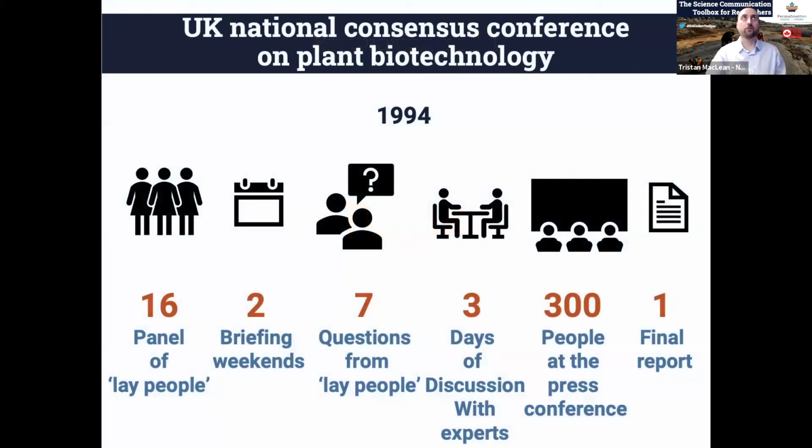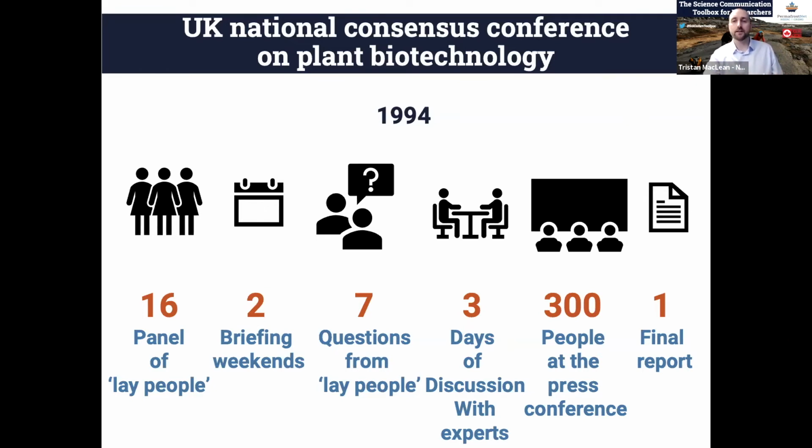So what I'd like to start off with is the UK's National Consensus Conference on Plant Biotechnology. This is back in 1994. And I think it's worth mentioning because it is one of the first instances that we know of this type of approach. So it was in collaboration with the Science Museum, and it was carried out by the Biotechnology and Biological Sciences Research Council with support from organizations like the John Innes Centre and the Institute of Food Research. And it was a consensus conference about new technologies for modifying and changing the DNA and genetics of plants.